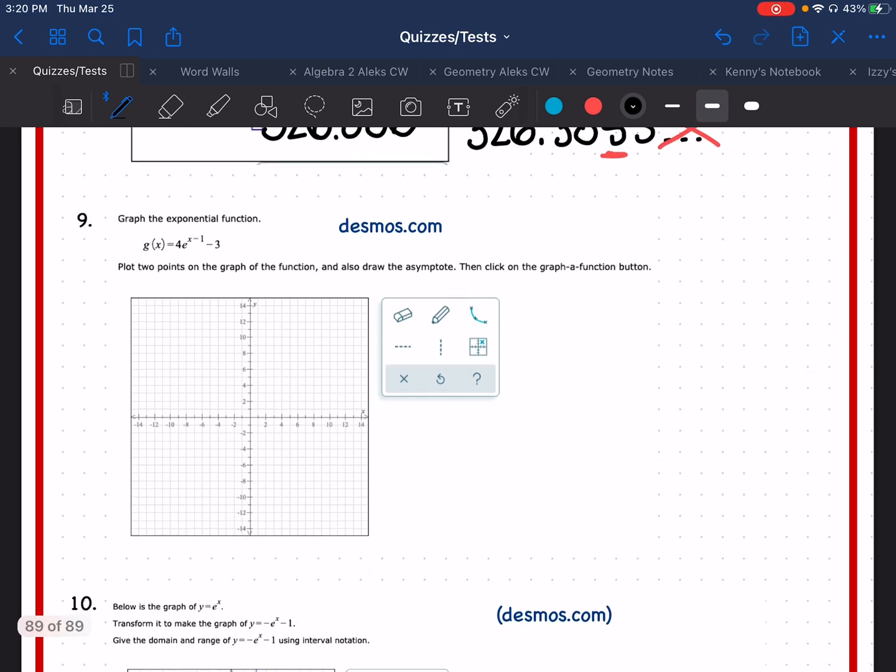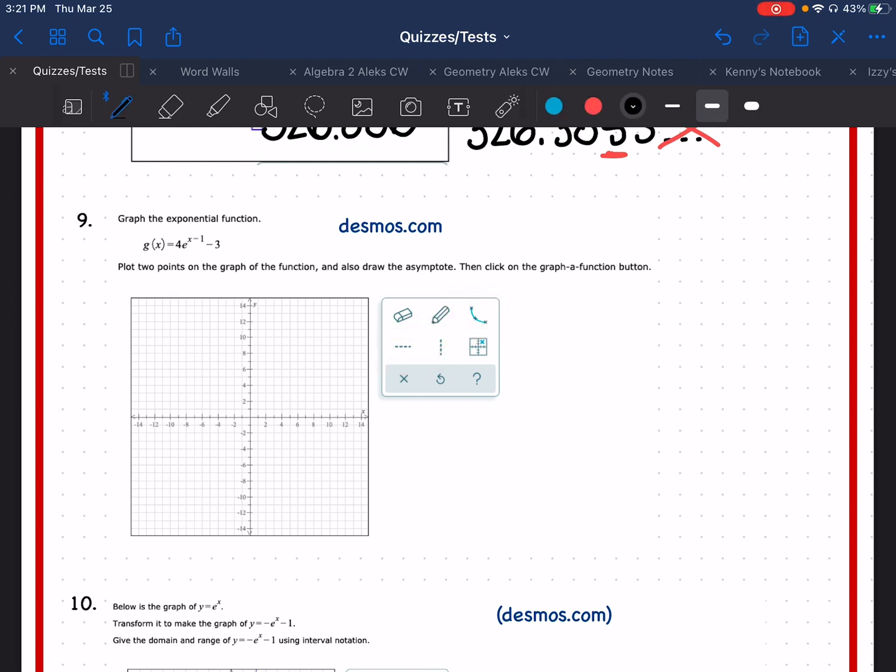All right, question number 9 is going to ask you to graph the exponential function. You're going to go ahead and go over to Desmos, and you're going to use that to help you graph. It is asking you just to plot 2 points. It is asking you to put in your asymptote, and it is asking you to plot your 2 points. This is not a crosshairs one like before, I do believe. You can go ahead and put in your 2 points, and then pick your asymptote, and then put them together.